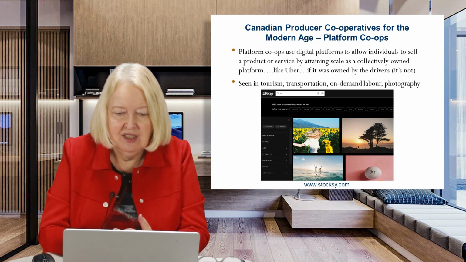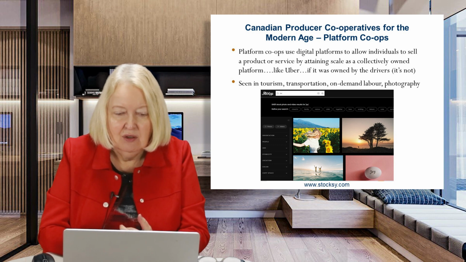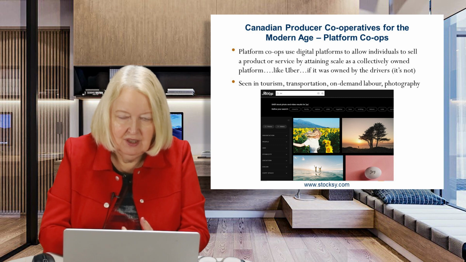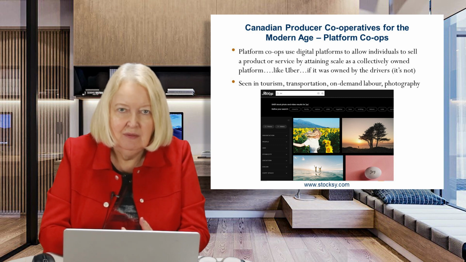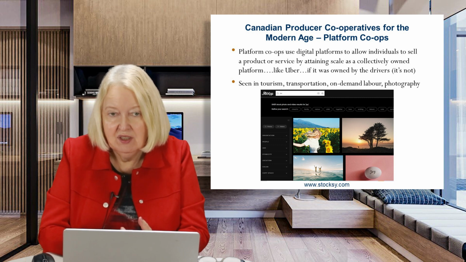And you certainly see a lot of cooperatives in tourism, transportation, labor, and photography. So a lot of the photos, these Stocksy and stock photos, Stocksy is actually a cooperative. So the photographers would have their work taken care of by Stocksy, so whenever somebody uses an image, then the photographer would get paid.